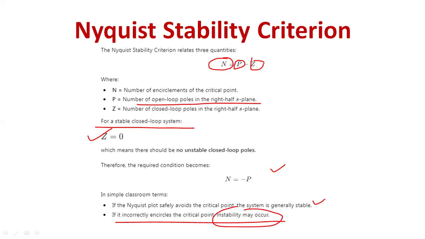Okay, so these are the simple observations. Do one thing: try to study how to calculate the number of encirclements, P minus Z. For the stable condition, N is equal to minus P. That point you have to remember.